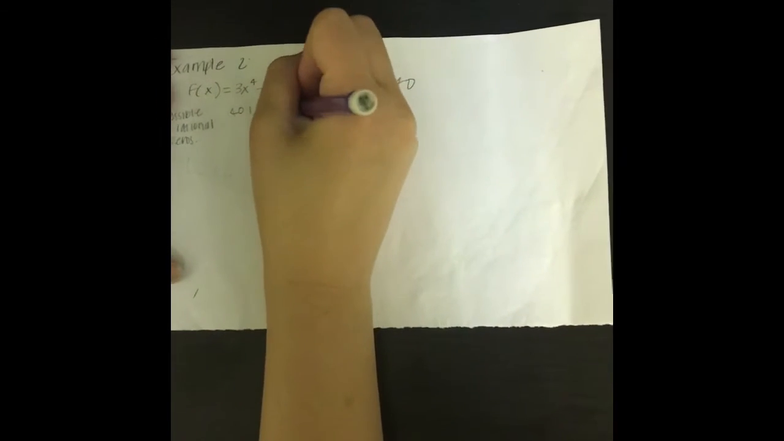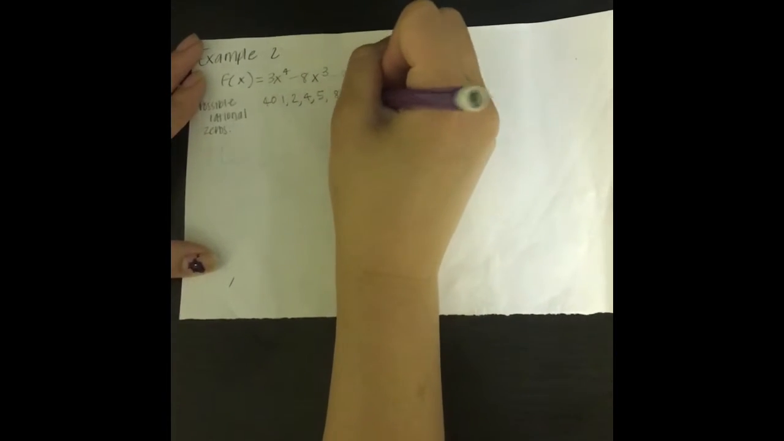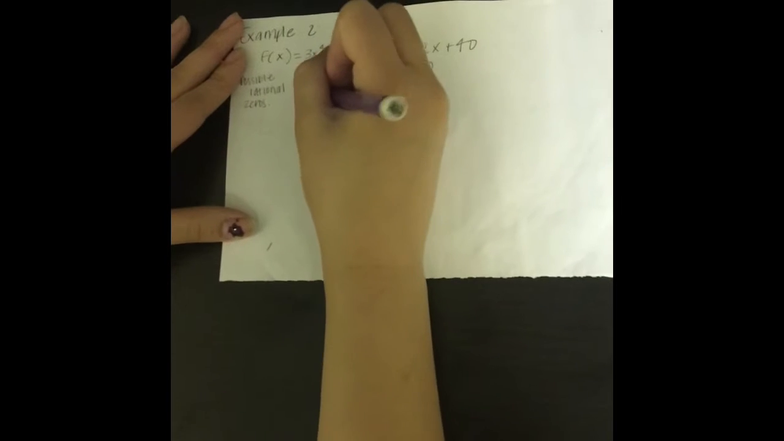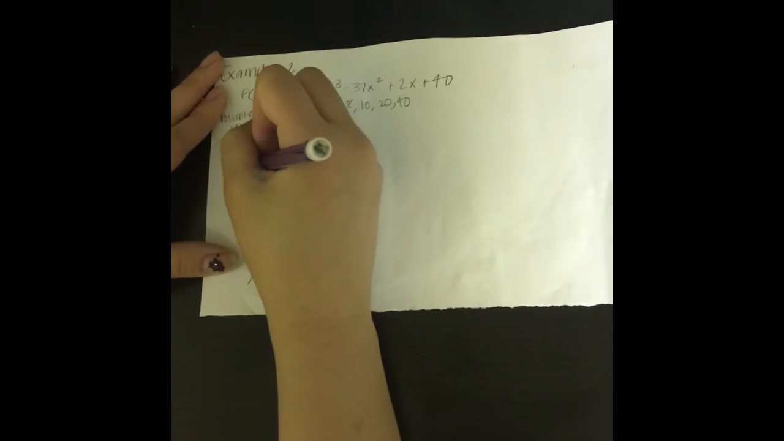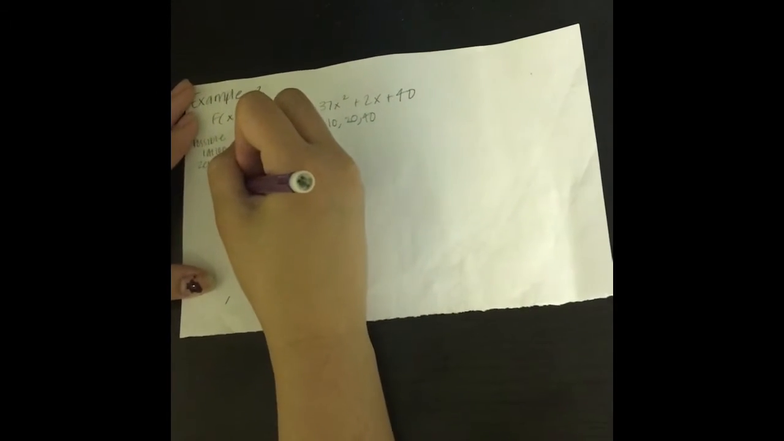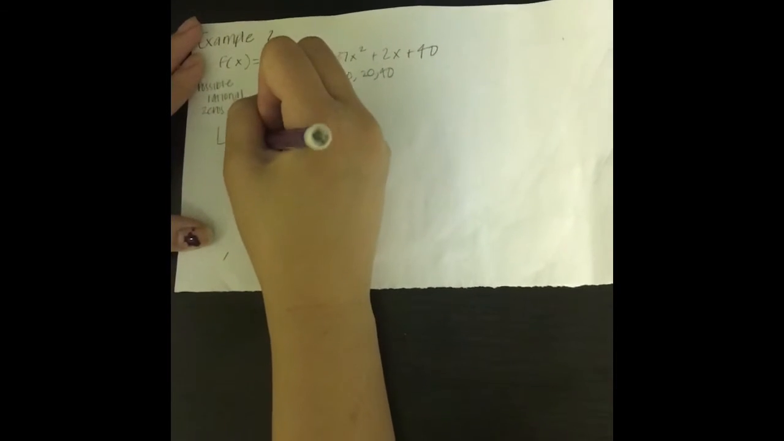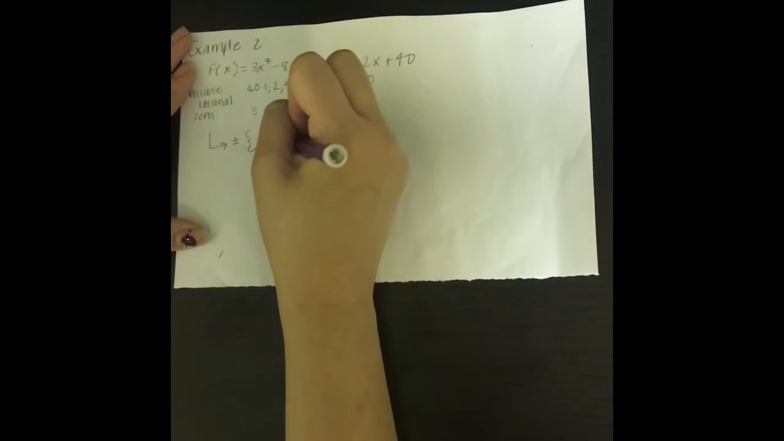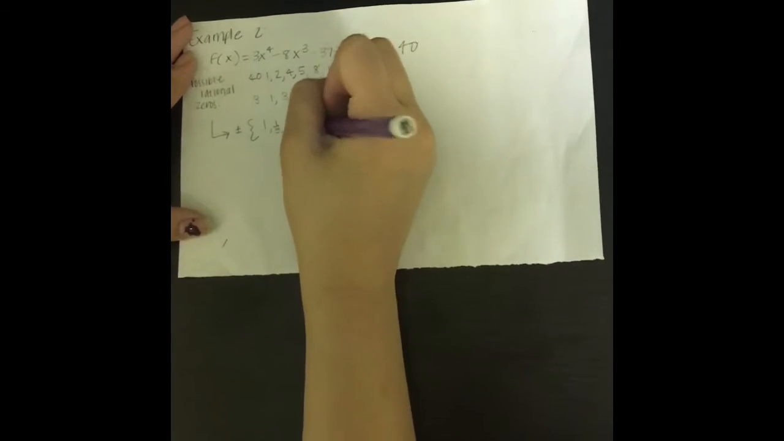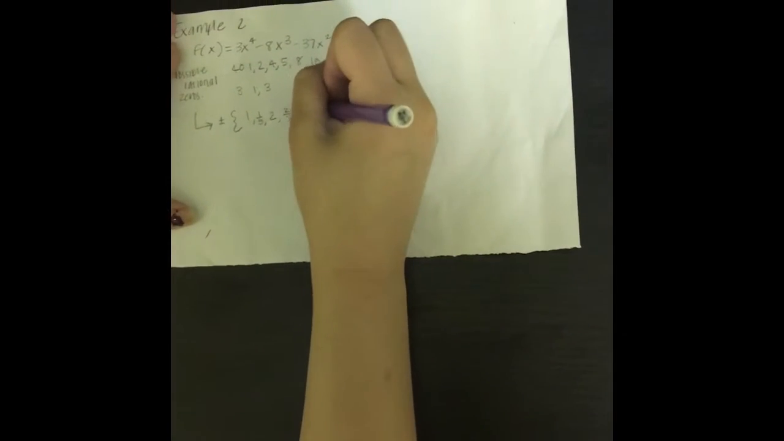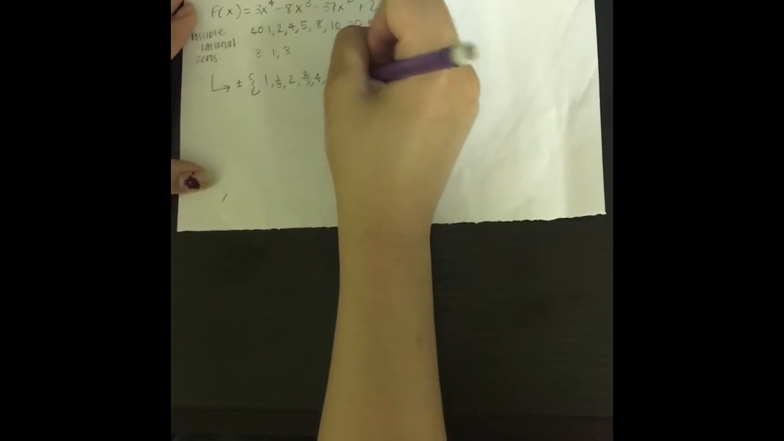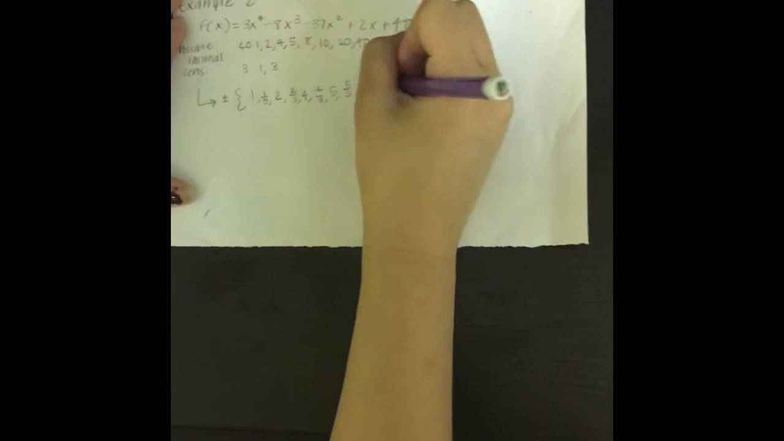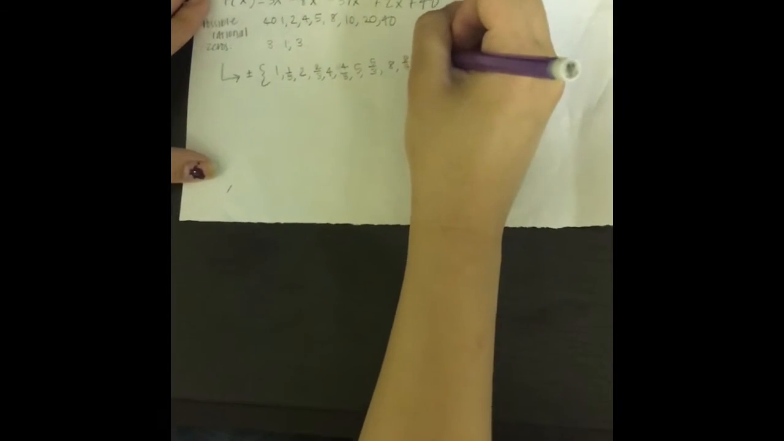For the constant 40, there's 1, 2, 4, 5, 8, 10, 20, and 40. Then for the leading coefficient 3, there's only 1 and 3. Now we're going to find the positive and the negatives, which are 1, 1/3, 2, 2/3, 4, 4/3, 5, 5/3, 8, 8/3, 10/3, 20, 20/3, 40, and 40/3.